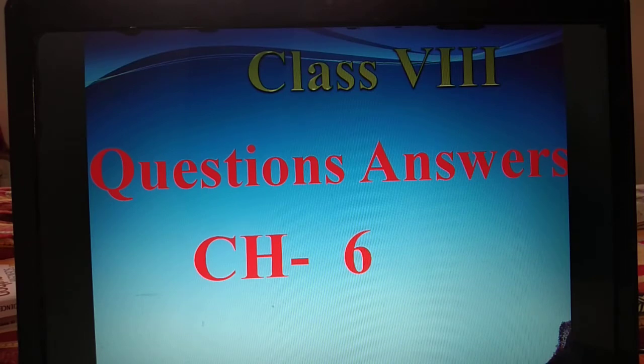Now question number 6. Which of the following are valid identifiers and why or why not? Please, I am explaining one by one. Please write valid or invalid. Number 1, and it is separated by comma. So that's why I have given number 1 and 2.